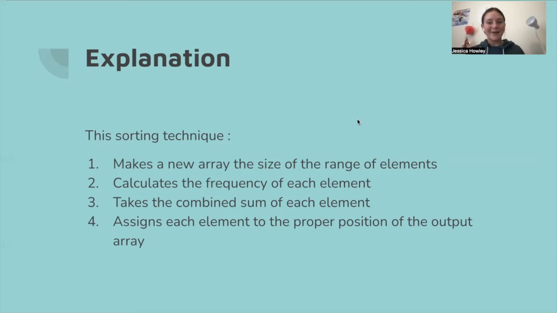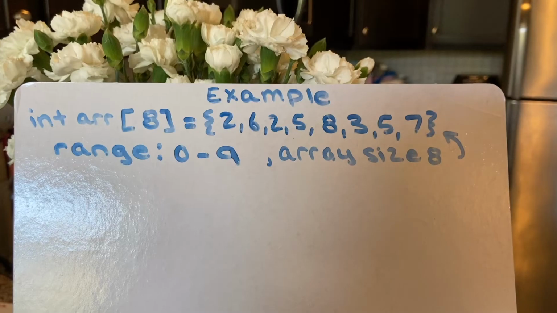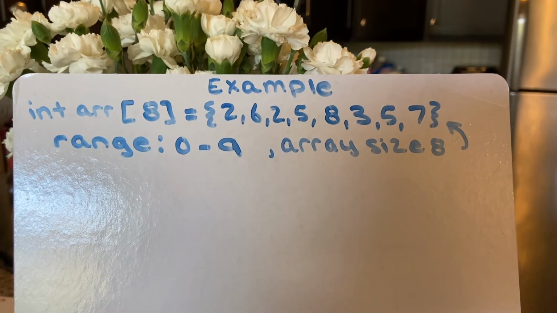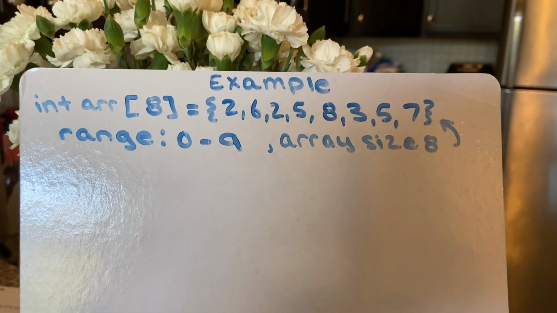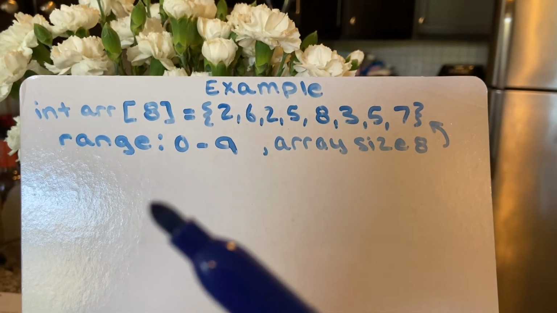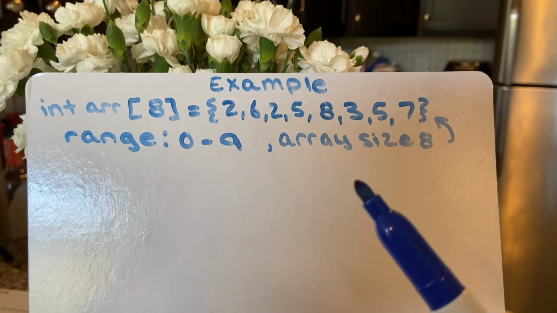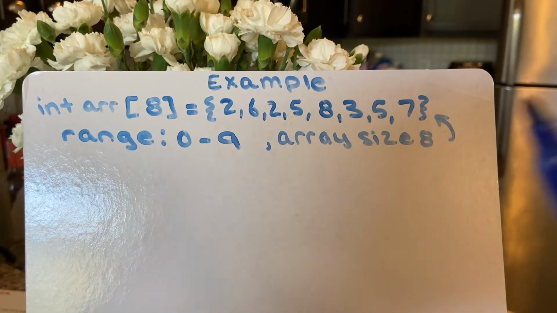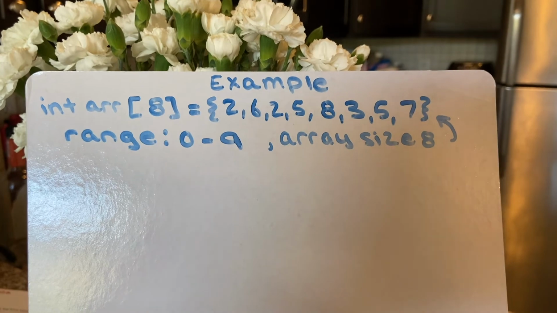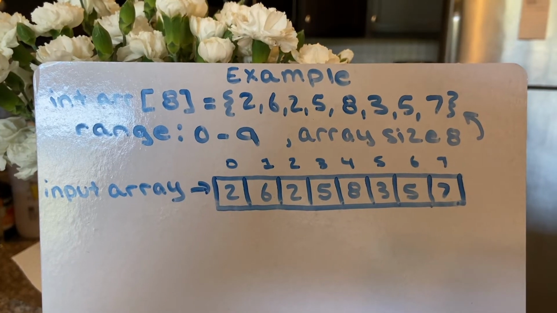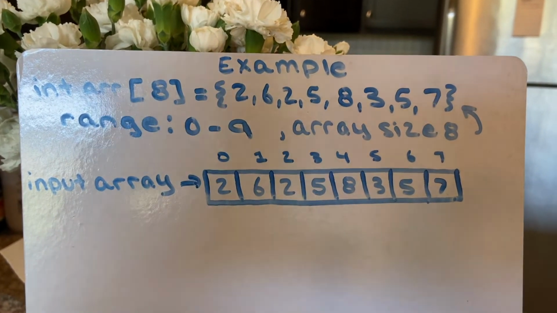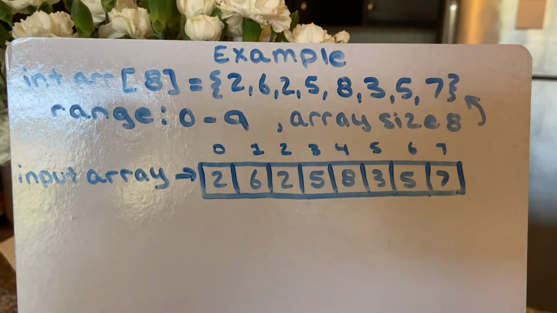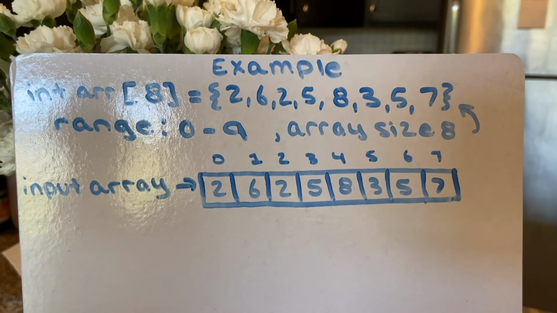So I will show you all this in an example. For this example, I'll be using an array of type integers of size 8. As you can see, the range of the numbers will be from 0 to 9. So that means there won't be any negative numbers, and there won't be any numbers greater than 9 in the array. There's a completed input array, so you could see it's of size 8, and the indexes go from 0 to 7, and those are the integers unsorted.